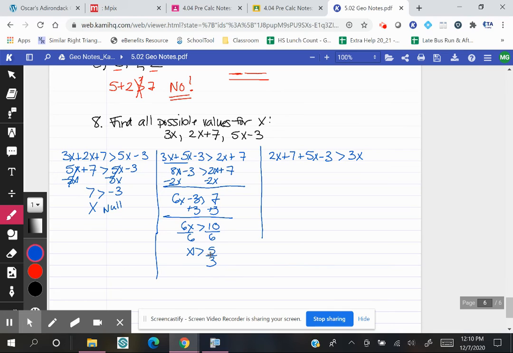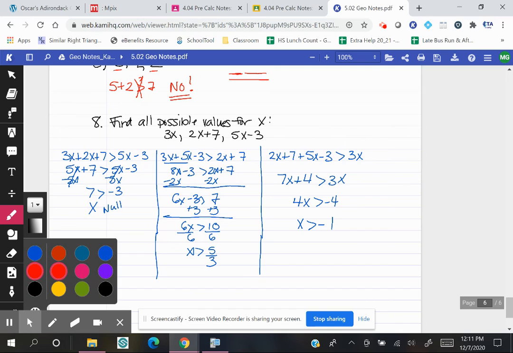Okay, and then the last one, pause the video here and combine your like terms and solve for x as an inequality. All right, so you should have gotten 7x plus 4. Subtract your 3x over. You should already have done this, so I'm going to go quickly. And we get x is greater than -1.